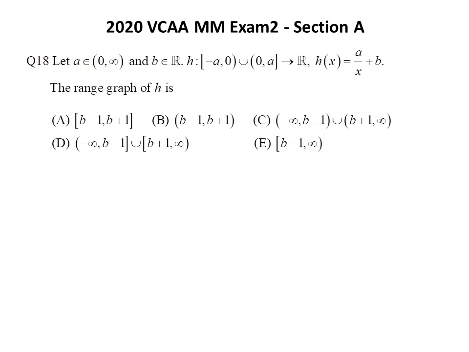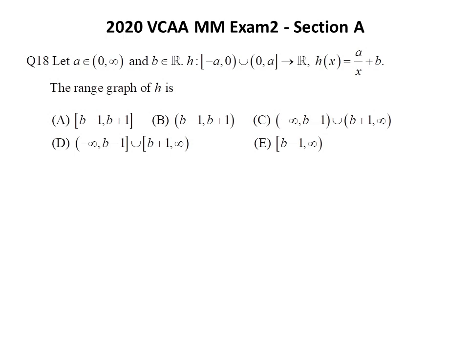Welcome to this VCAA exam paper series. This is section A of the 2020 exam 2 paper. There are a total of 20 multiple choice questions in section A and 5 extended response questions in section B. In this video, we will present questions 18 to 20 in section A.